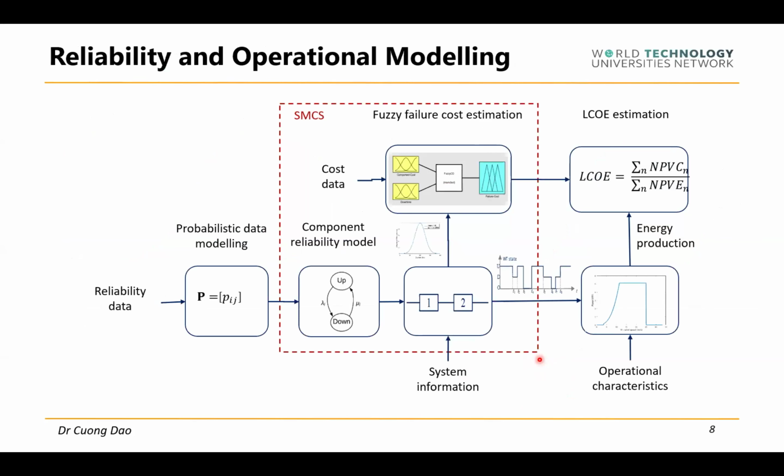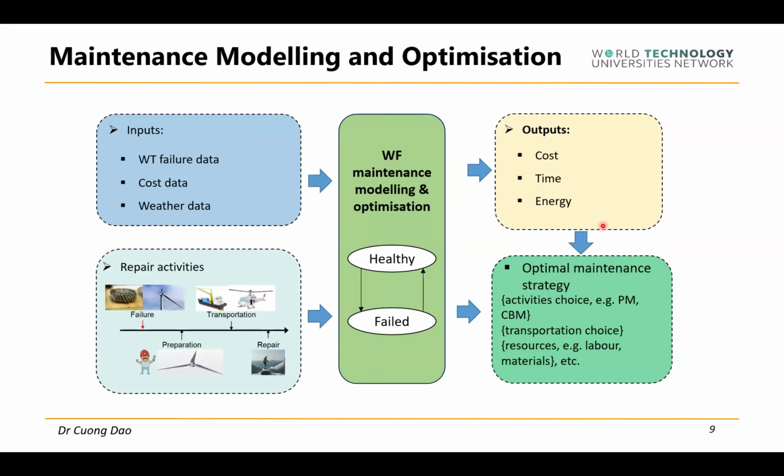Next, after getting the data, we can process it and develop a so-called sequential Monte Carlo simulation. For example, here there are different blocks within that: reliability modeling, system estimation, energy estimation, and cost estimation as well. So we can have the full picture in terms of reliability, operation, and also cost simulation. Finally, after simulating the operation of the system, we can get further data related to weather conditions, cost information, and also the activities we need to do to maintain our system.